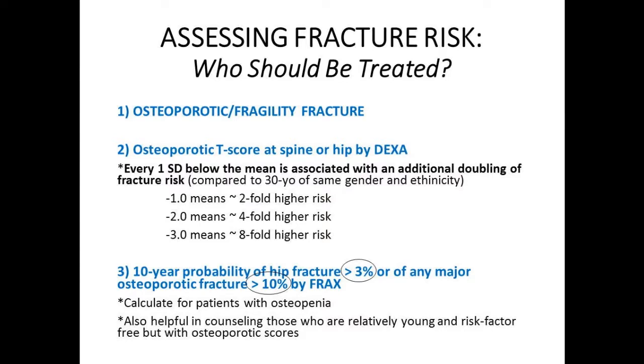So who should you be doing a Frax in? We don't really have to check a Frax score if you don't want to in someone who has a T-score of -2.8 because they've already met indications for treatment, right? You can still do it in a young woman, a 53-year-old woman who has a T-score of -2.6. I'll sometimes plug it in because I just don't think that woman's going to fracture in the next 5 to 7 years. And it's helpful to counsel folks, as I said, who are relatively young.